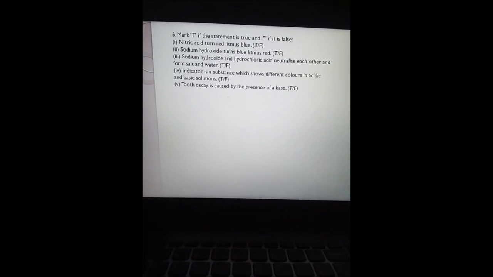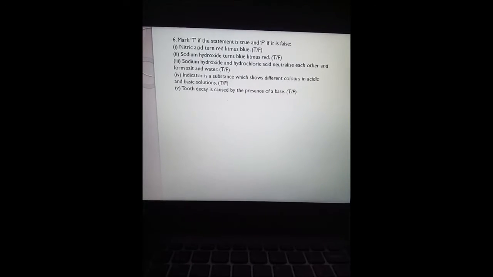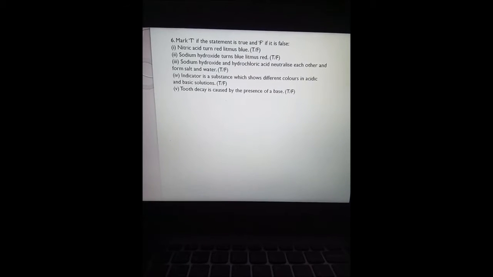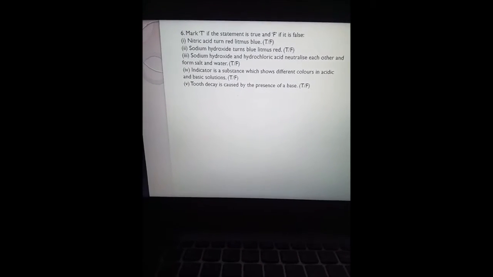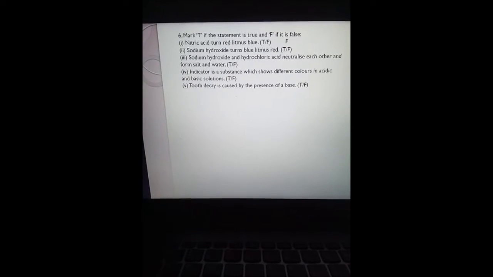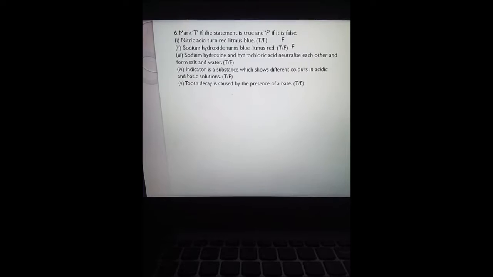Now mark T if the statement is true and F if it is false. The first question is nitric acid turns red litmus blue. As it is an acid, the answer is false because acid does not react to red litmus. It will remain red itself. So it's false. Sodium hydroxide turns blue litmus red. False again because sodium hydroxide is a base, so it will not change its color.